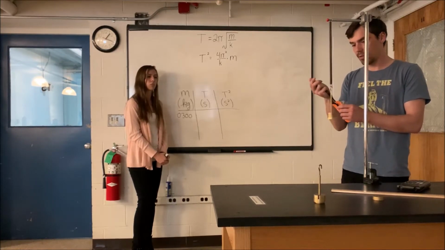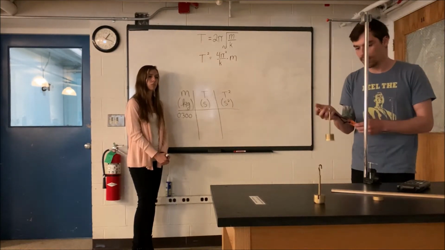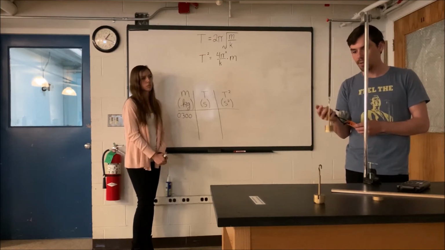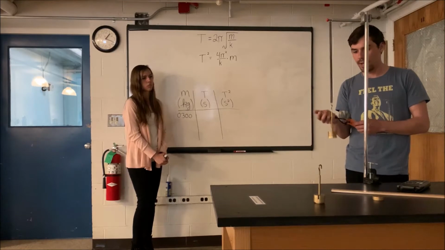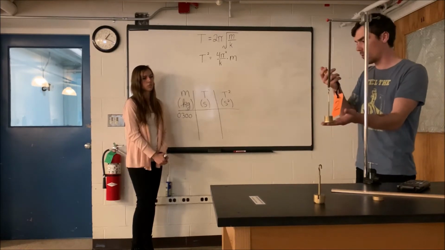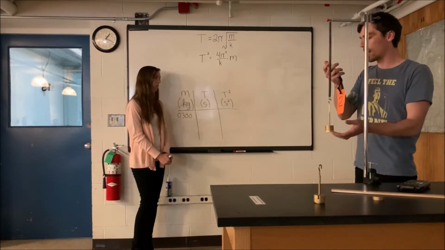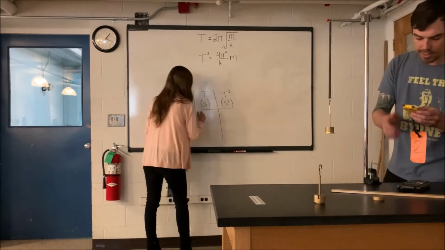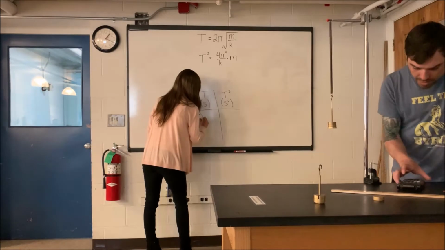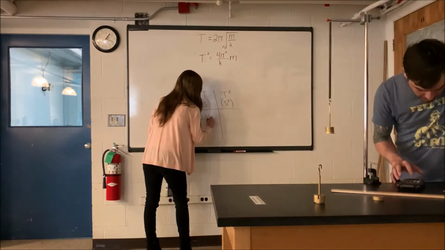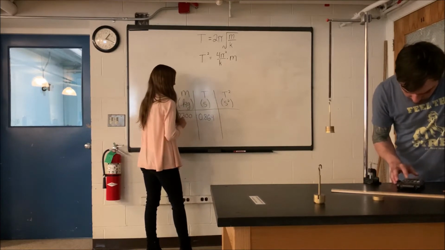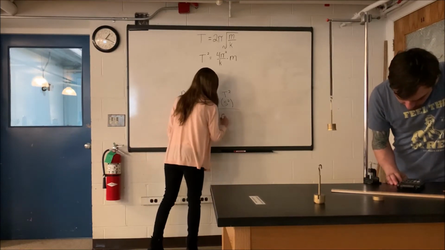I'm going to start. 1, 2, 3, 4, 5, 6, 7, 8, 9, 10. All right, so 8.69 seconds is the time for 10 oscillations. Divide that by 10. 0.869 seconds will be the period of one oscillation. And I want to square that number. That's 0.755.